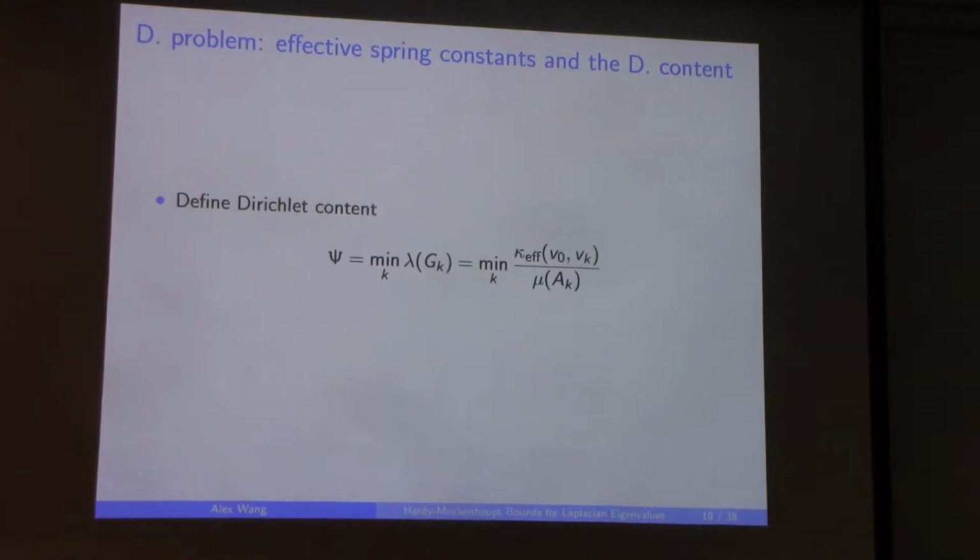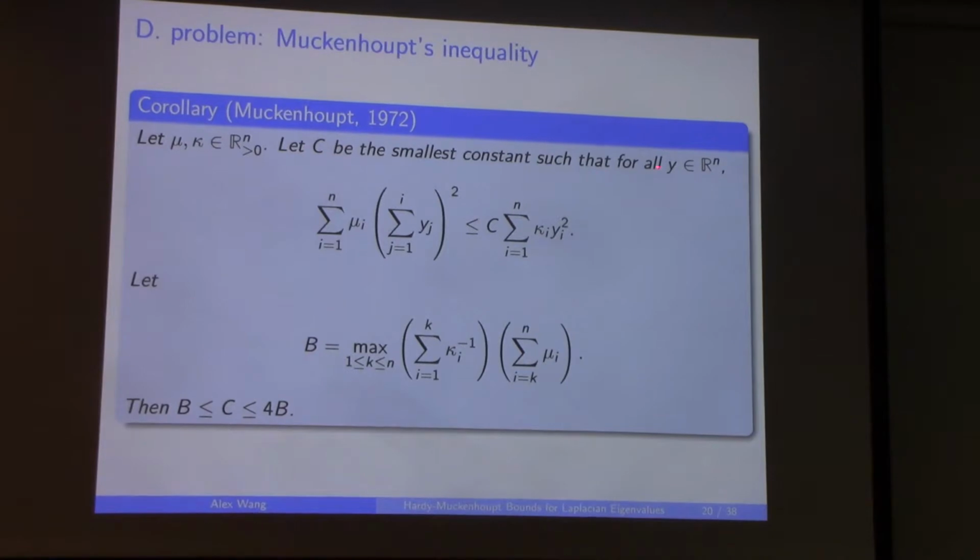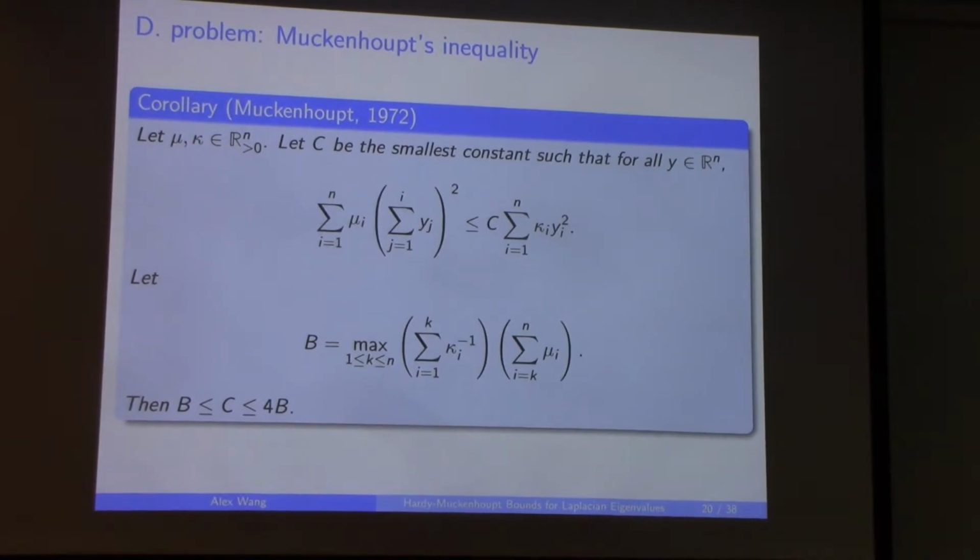Okay. So this is Muckenhoupt's inequality. I stated it as a corollary because his full theorem is a little stronger. What I've stated here is just a subcase of his full theorem. So it says you have two positive functions on 1 through n, and you're going to pick c to be the smallest constant such that for all y in Rn, you can bound this quantity by c times this quantity on the right. Let's take a look at the quantity on the left first. It looks like the mu-weighted L2 norm of the thing in the parentheses. The thing in the parentheses is just a running sum.